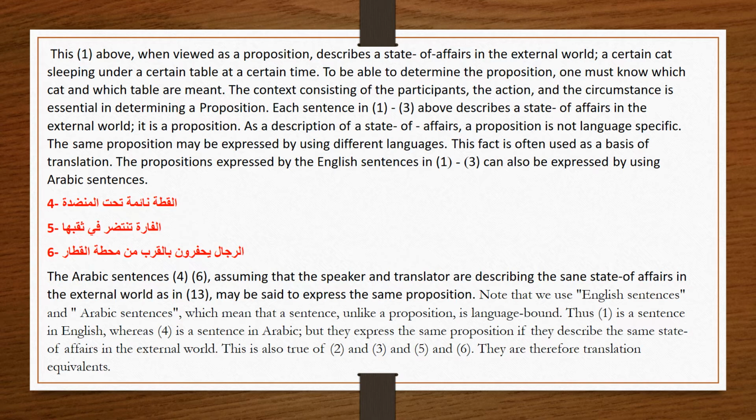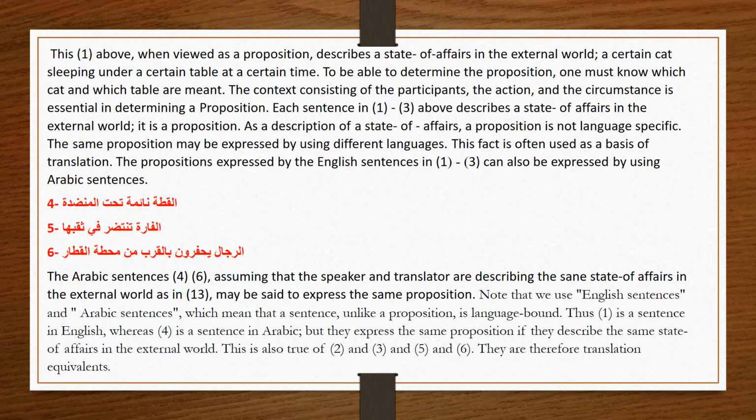The proposition expressed by the English sentences in 1, 2, 3 can also be expressed using Arabic sentences, just like the translation: القطة نائمة تحت المنضدة. الفأرة تنتظر في ثقبها. الرجال يحفرون بالقرب من محطة القطار. The Arabic sentences in number 4 to 6, assuming the speaker and translator are describing the same state of affairs in the external world as in 1 to 3, may be said to express the same proposition.